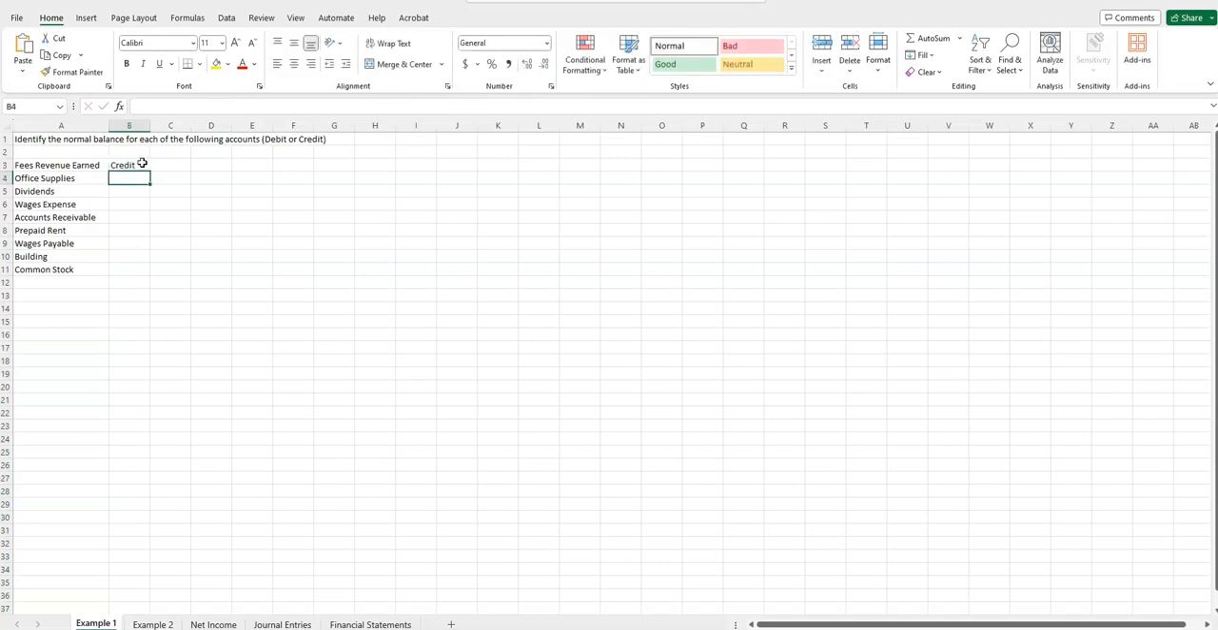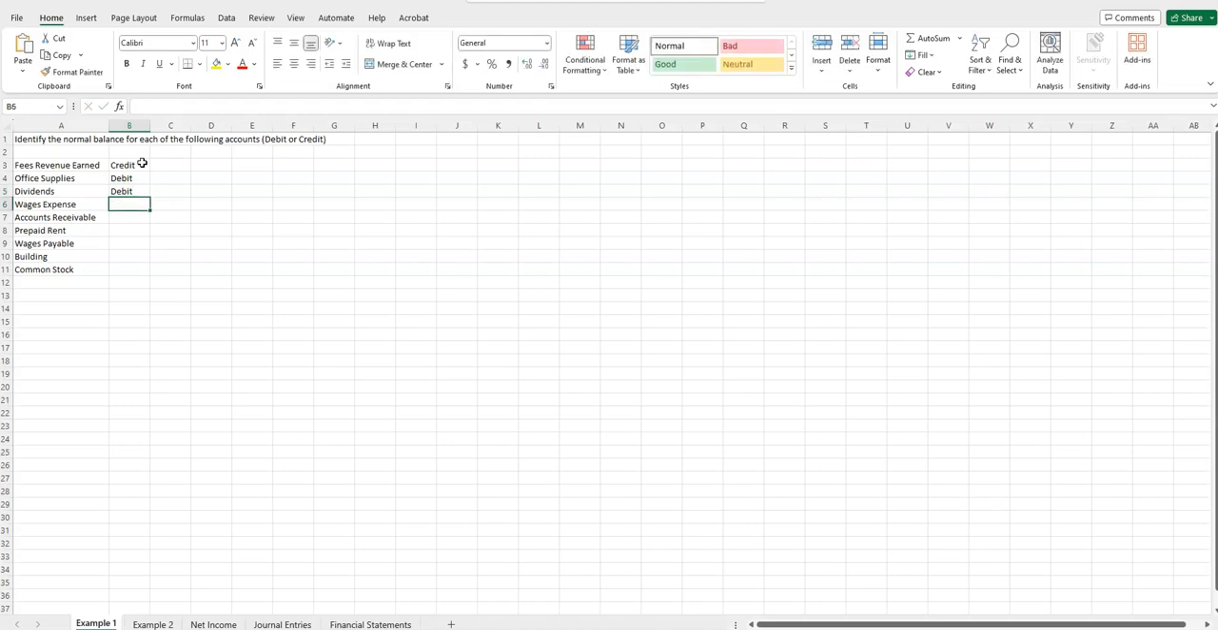Office supplies. Supplies are an asset account, and asset accounts have normal debit balances. Dividends, so we just talked about dividends. Dividends is one of the equity accounts that has a normal debit balance.